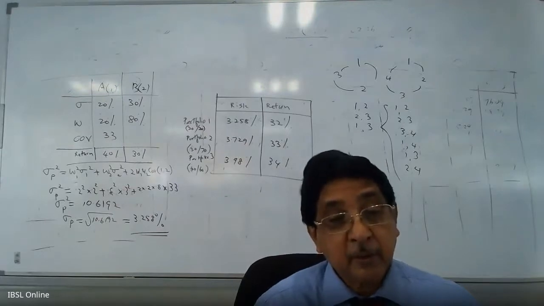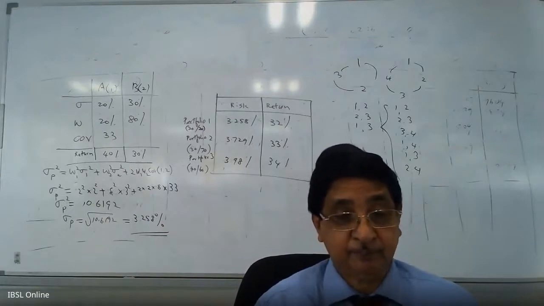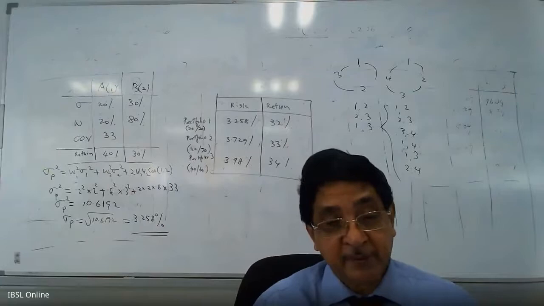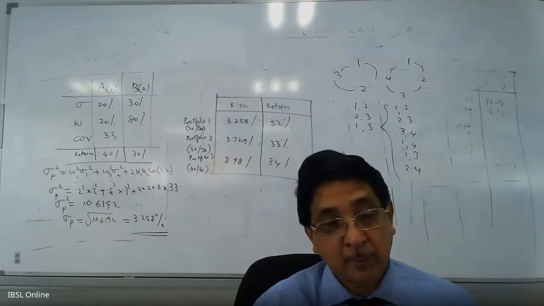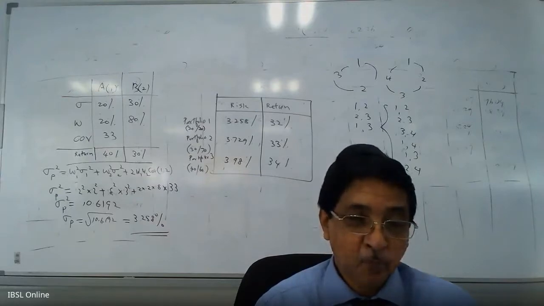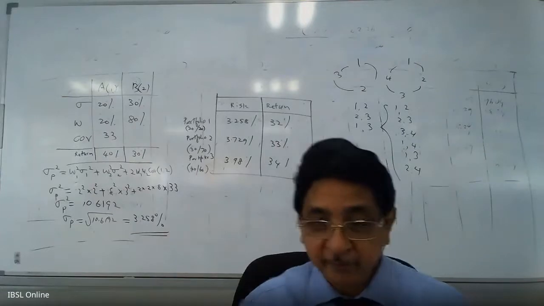And for the 4 asset case also, you can prepare a formula. Likewise, for any number of assets, you should be in a position to prepare that formula. Is that okay?